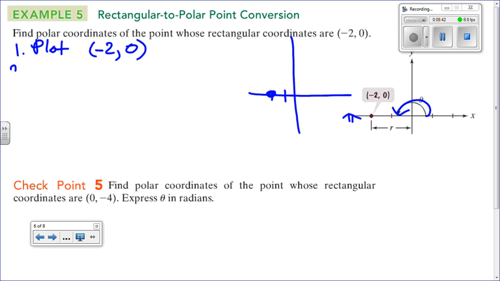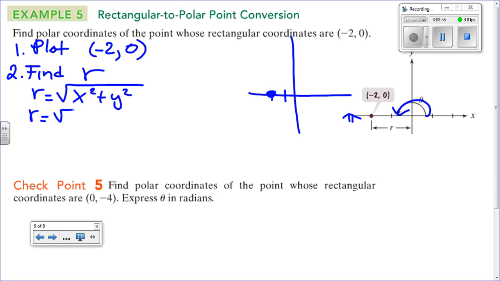So, for example, we need to find r. For that, we say r equals the square root of x squared plus y squared. So r will be the square root of negative 2 squared, right here, plus 0 squared for y. That will give us the square root of 4 plus 0, which is just the square root of 4, which is just 2 or negative 2.